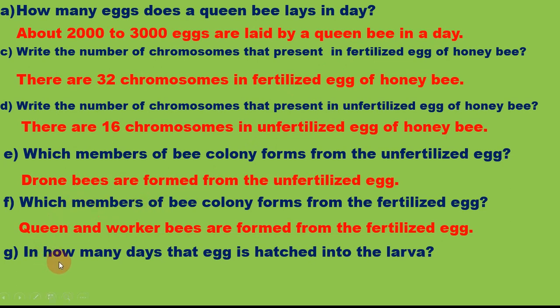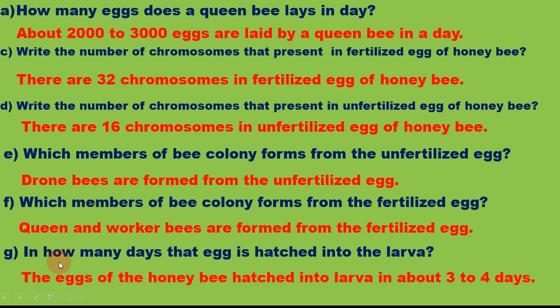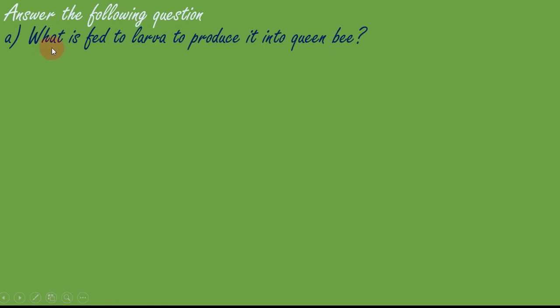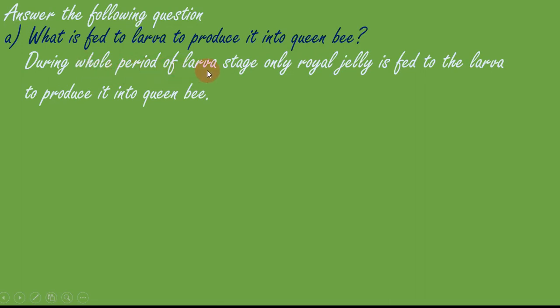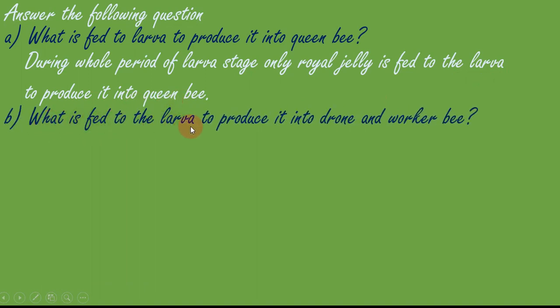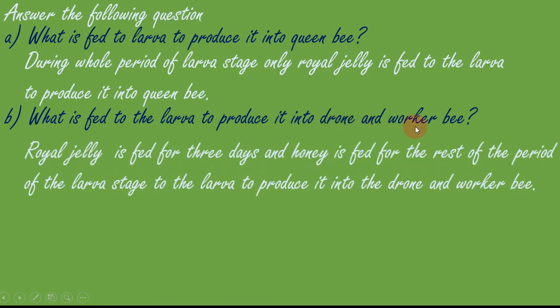Okay. About 3 to 4 days, the eggs of honeybee hatch into the larva. Now we have questions and answers related to the larva. The first question is, what is fed to larva to produce it into queen bee? During the whole period of larva stage, only the royal jelly is fed to the larva to produce it into the queen bee. And another question, what is fed to the larva to produce it into the drone and worker bees? Royal jelly is fed for 3 days and honey is fed for the rest of the period of the larva stage to produce it into the drone and worker bees.